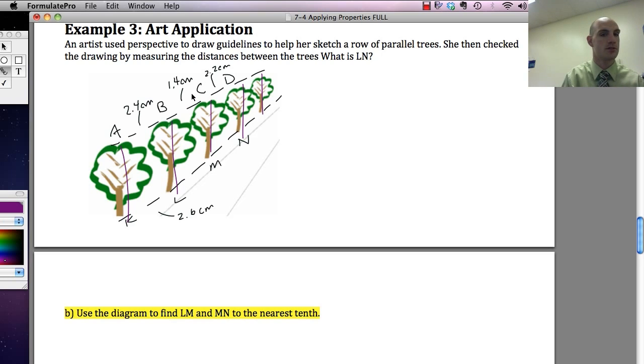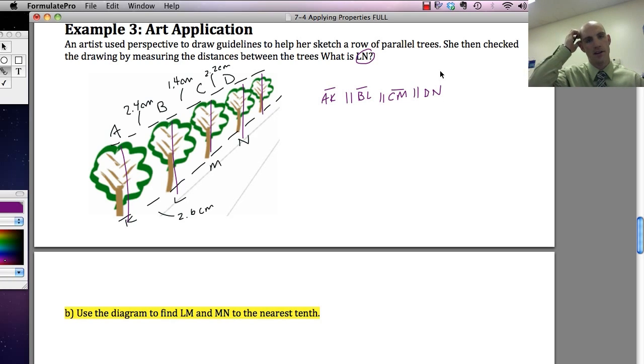Okay, and so AD and KN are those transversals that are cut by these multiple parallel lines. And so what we're going to check to see is, are these trees actually parallel? And so if we're going to find LN, let's see what we're actually comparing to. First of all, we need to know that AK is parallel to BL, is parallel to CM, is parallel to DN. So that's what we know right off the bat. And when we know that, what we're given is that then we have two transversals.